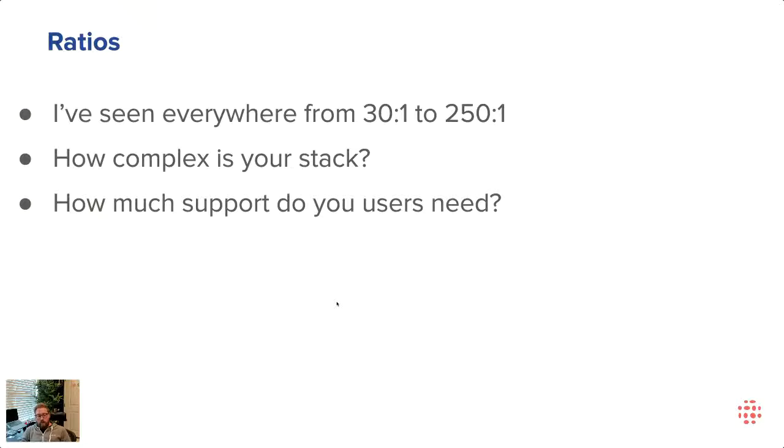So certain organizations can do 1 to 250 because users are really good at solving their own problems. Some may need to do 1 to 30 because their users need a lot more training and are using some unfamiliar technology. So I may sound a little bit like a broken record here, but it truly does depend. It's a bunch of questions to really ask yourself.